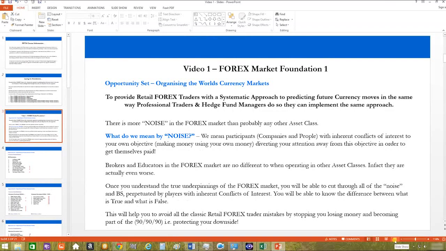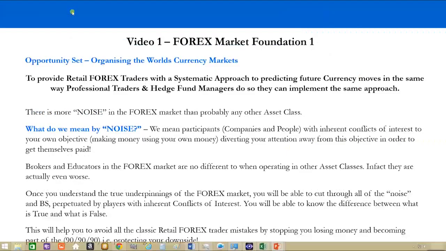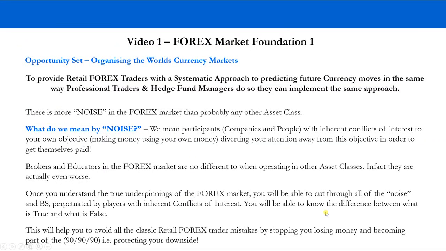Okay, so let's get started with building out our understanding of the underpinnings of the Forex market. And let's try to establish a really solid foundation and understanding of the currency markets. So the first thing we're going to have a look at here is we're going to try to understand what the Forex markets are all about in their basics. And what you're going to find is that there's a lot of what we call noise in the Forex market, more so than probably any other asset class.